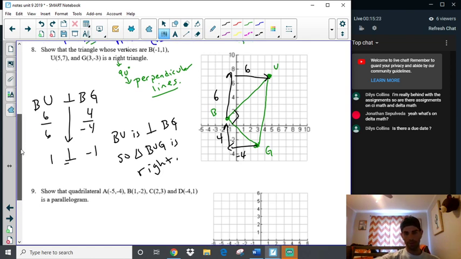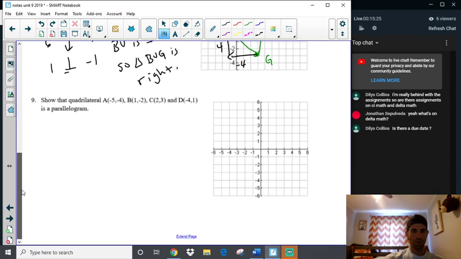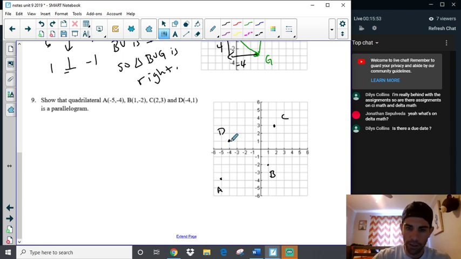Okay, and finally, number 9. Show that quadrilateral ABCD is a parallelogram. We could pretty much do what we did in number 7: find the lengths of all of the sides, find the slopes of all of the sides, and show that opposite sides are parallel and congruent. Starting with A, -5, -4; B, which is 1 and -2; C, which is 2 and 3; and D, which is -4, 1. And again, there's not just one way to do this. If you want to do the diagonals, show me that the diagonals bisect one another by finding their midpoints.